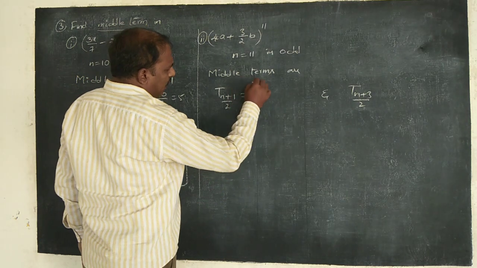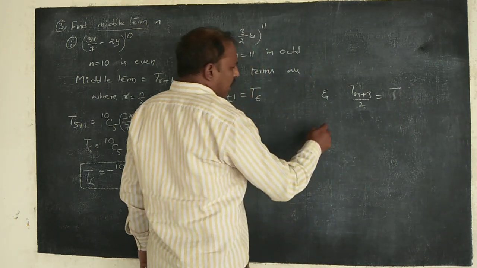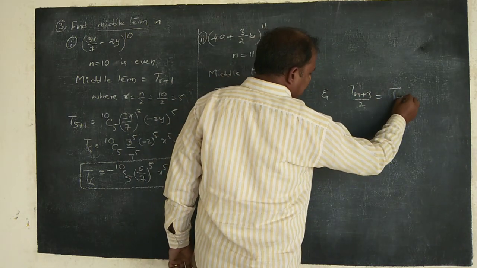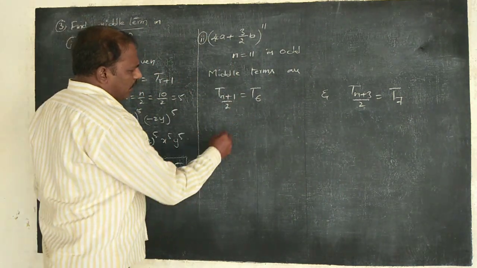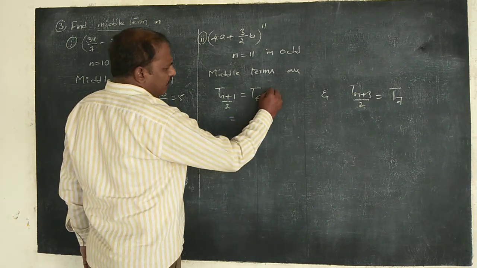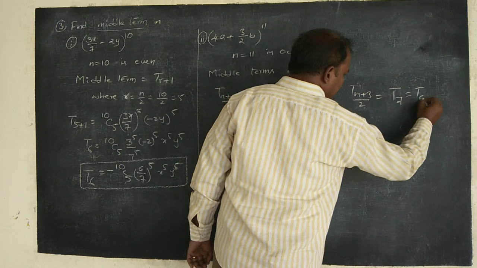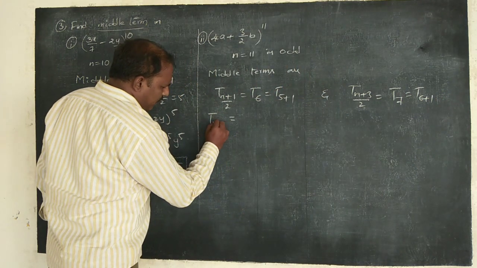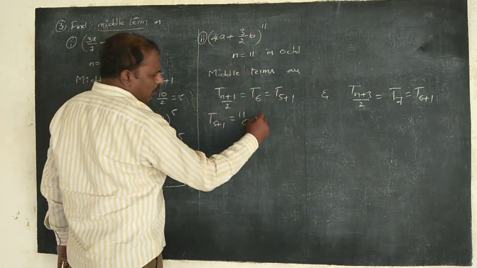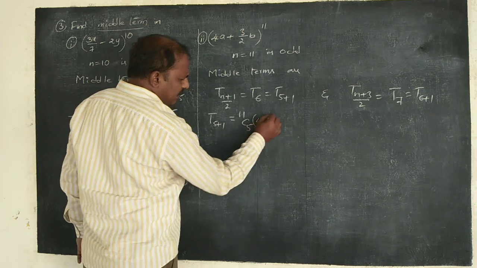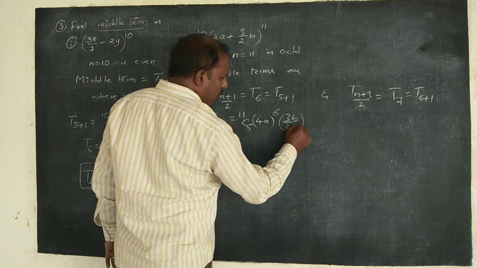So T(11+1)/2 is T6, and T(11+3)/2 is T7. Let us find the T6 value. T6 is nothing but T5+1, and T7 is nothing but T6+1. So T5+1 can be written as nCr x to the power of n minus r, a to the power of r, where x is 4a and a is 3b by 2, whole to the power of r.